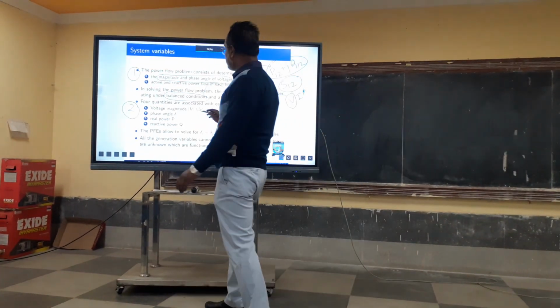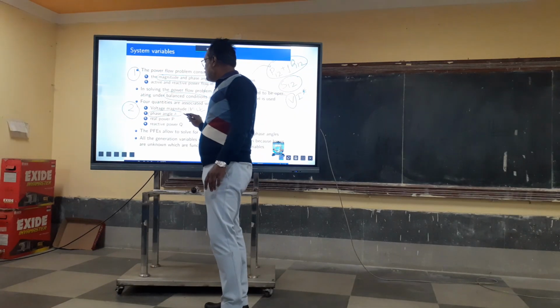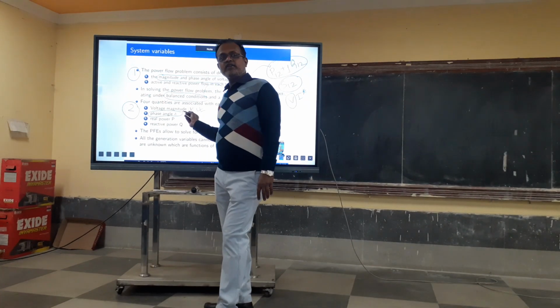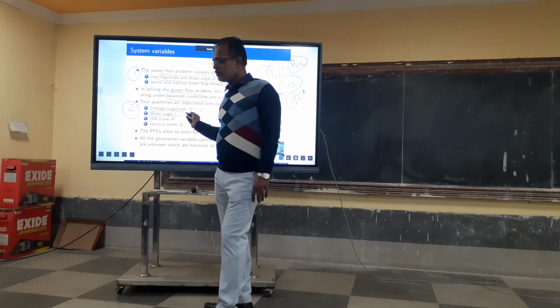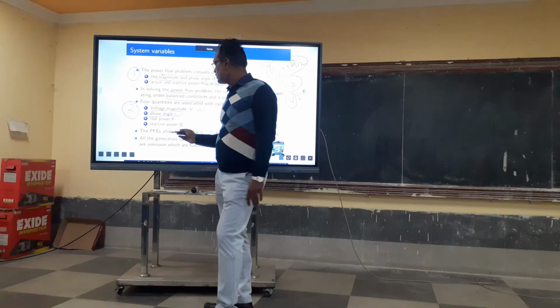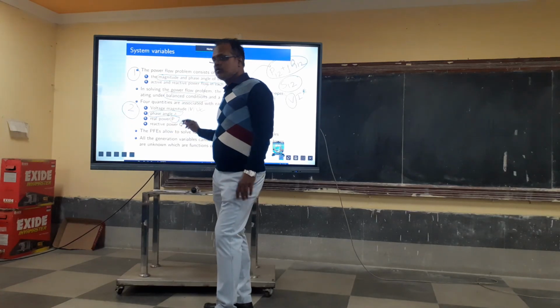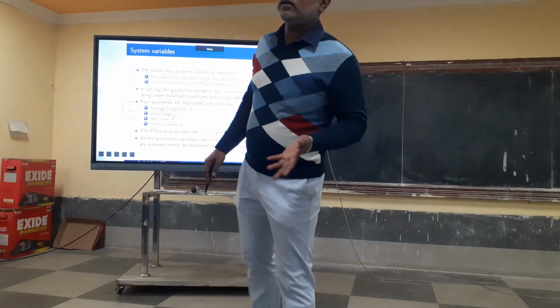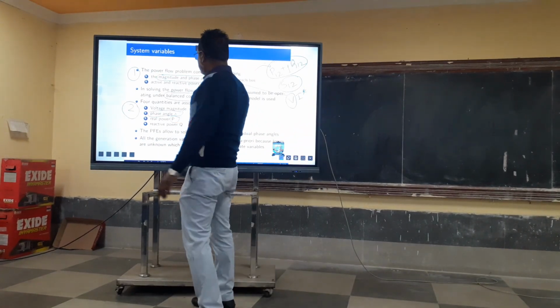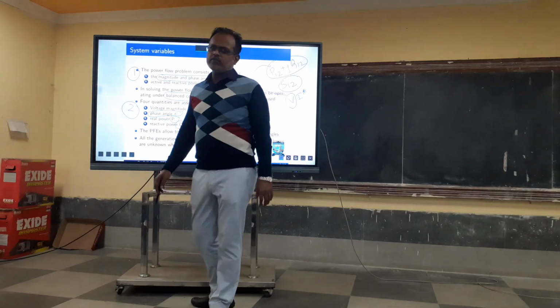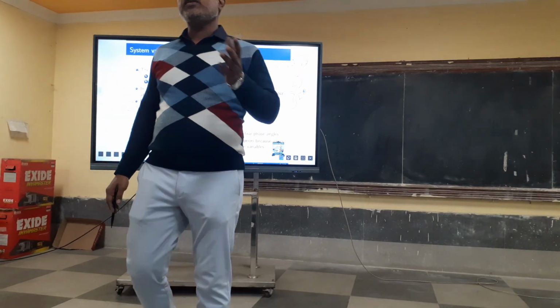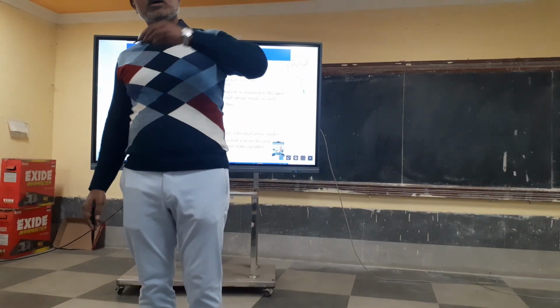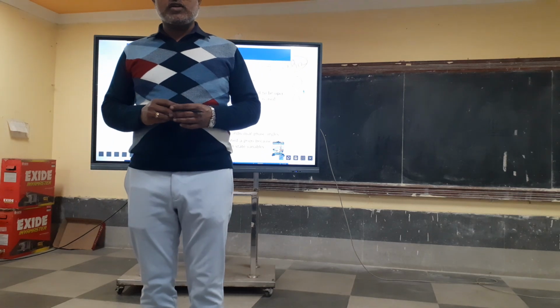Then the phase angle of the voltage. As I discussed with you, the magnitude of the voltage is related to the reactive power flow, whereas the angle of the voltage is related to the real power flow, the actual power flow in the line. Then the real power P, which will be injected or which is the demand, and the reactive power Q. As we know, reactive power is never consumed, but you need to transfer reactive power from one part of the power system to the other part so as to maintain the voltage constant.